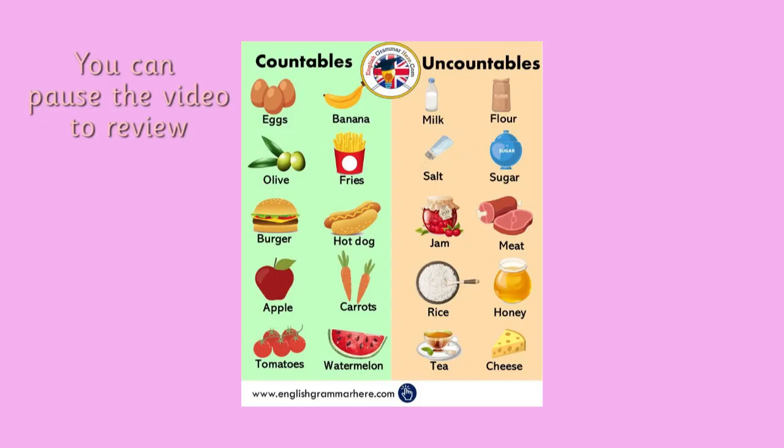Okay. Do you still remember about countable and uncountable nouns? What are they? Yes, countable nouns are the things that we can count like apple, watermelon, egg, while uncountable nouns are the things that we cannot count in numbers. Okay, I will show you again the example of countable and uncountable nouns. Let's see.